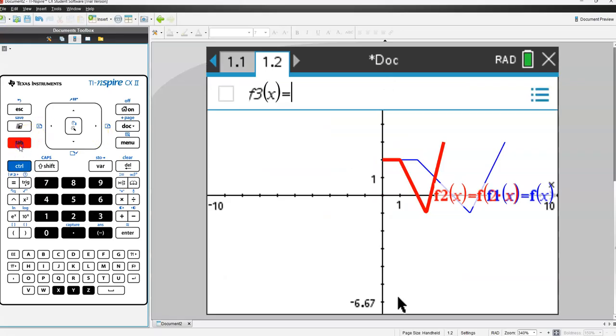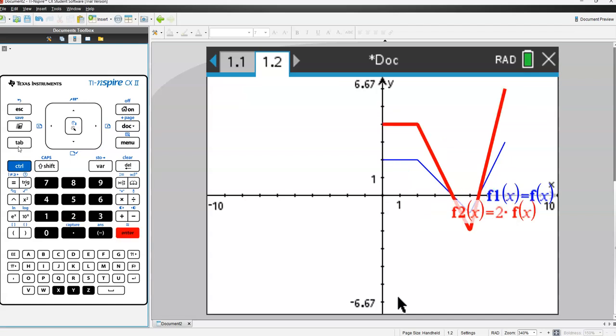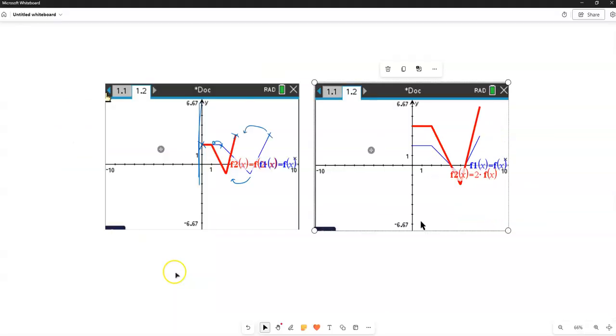If we change it and put the 2 on the outside of the function, we can see we end up with a dilation from the x-axis. It's a vertical dilation where we have doubled all the points, going from double the distances. So this distance here we can see is 2, that is now 4. This distance here was 0 for this point, so that hasn't moved. This point hasn't moved. This point was 1 below, and it's now 2 below.